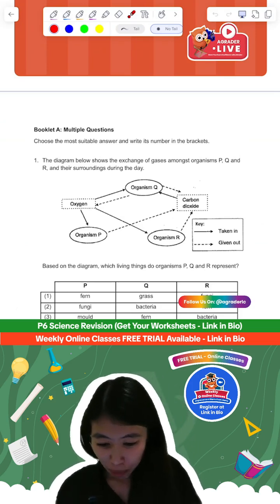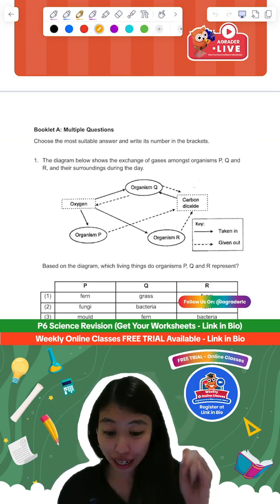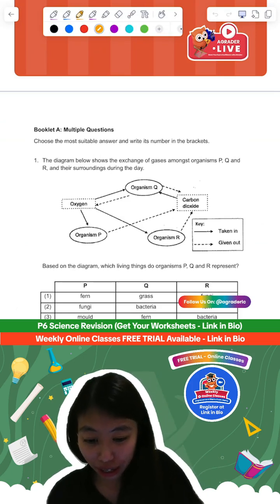Okay, so for this, all right, always in science, remember to highlight important stuff. Highlight the important key things.